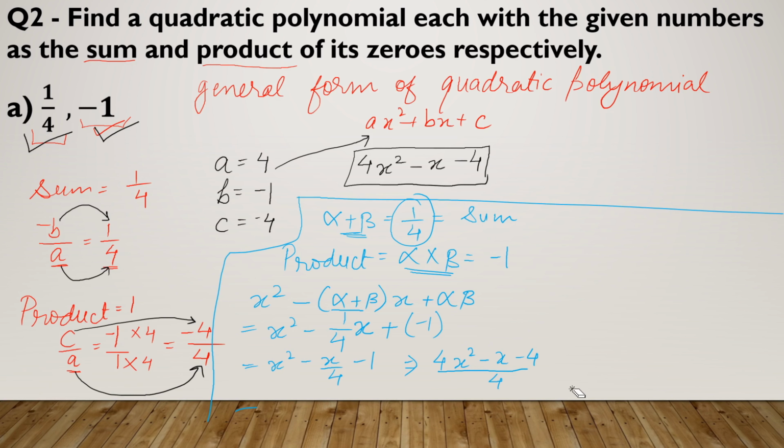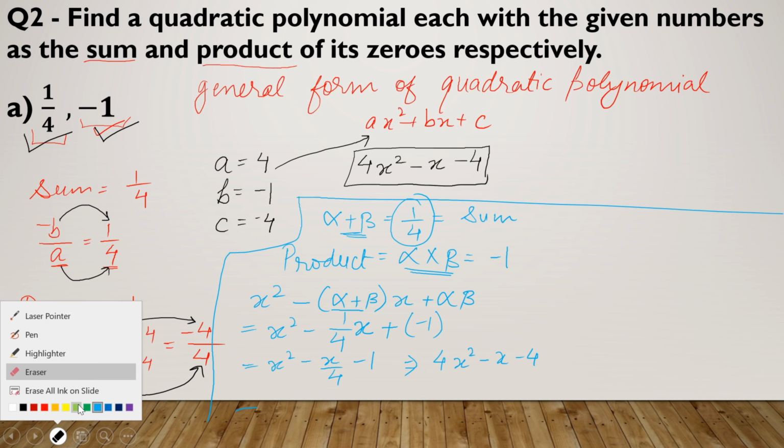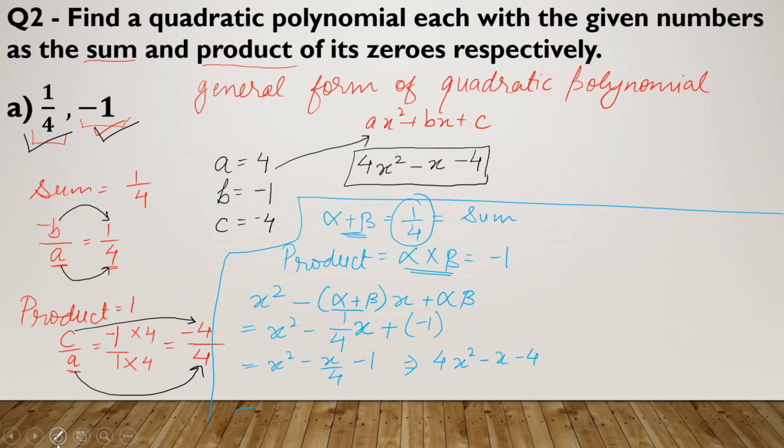I can just remove this if you want. That's it. So that will be my quadratic polynomial. So this is what you are asked. So I hope you understood this. So either way, you will find the same thing, like it's going to be 4x square minus x minus 4 here as well as here. You will get the same answer on both sides. There is no difference. Let's do the next one as well.